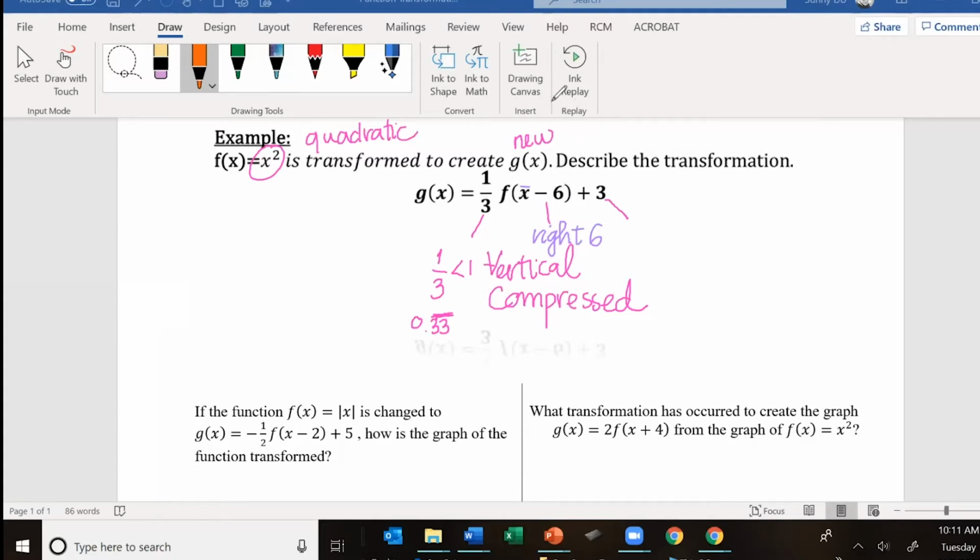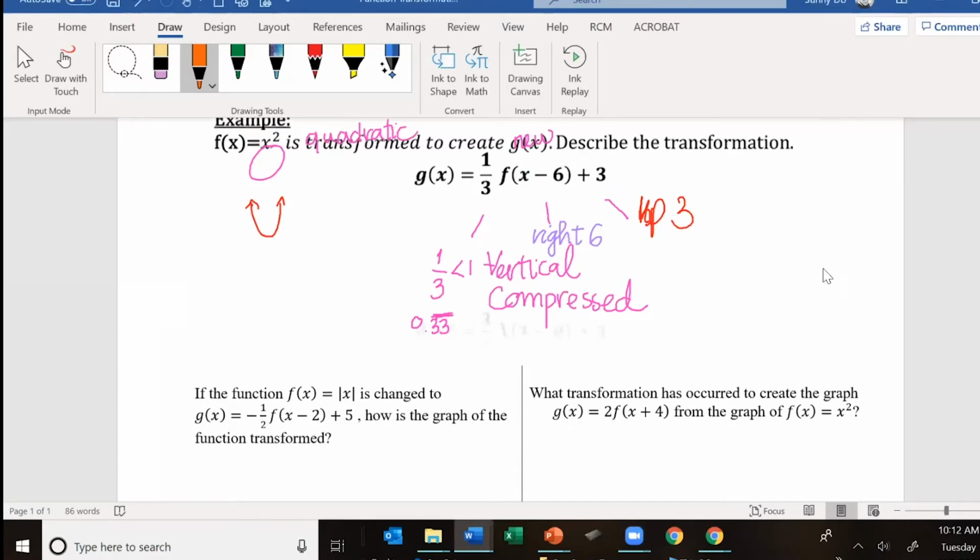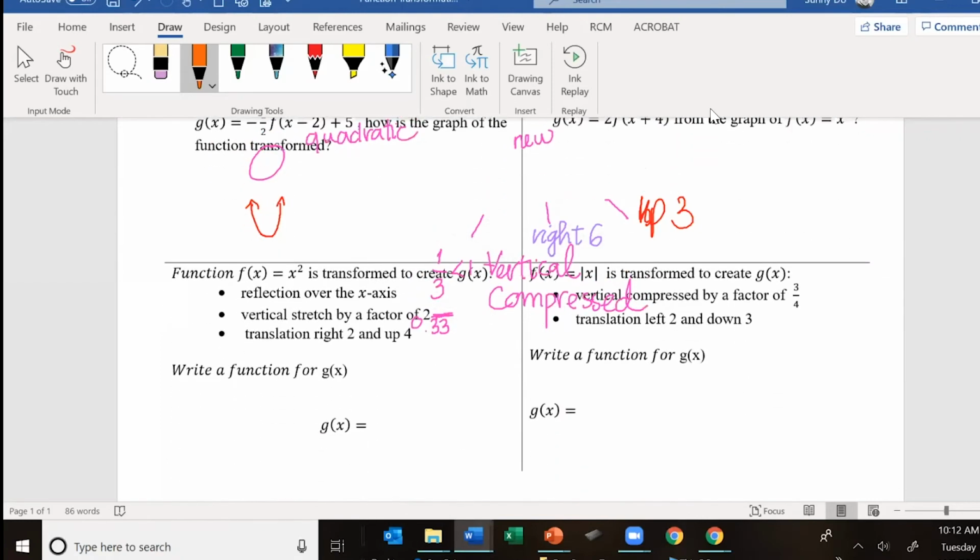All right, and at the end, in the back, we have a plus 3. What it means for the graph is it's going to make your graph go up 3 units. Okay, so your new graph is still going to look like a U shape, but it's going to be vertically compressed, up 3, and go to the right 6. All right, so that is the example about the general rules. We're going to take a look at some more examples, okay? So let's take a look.